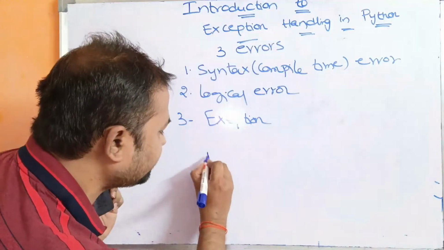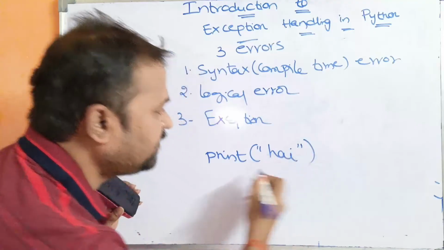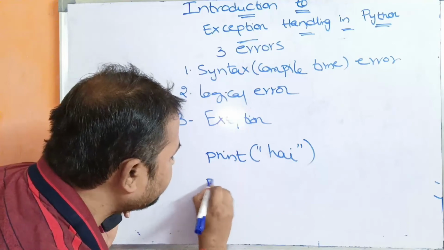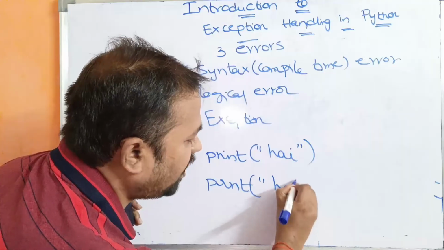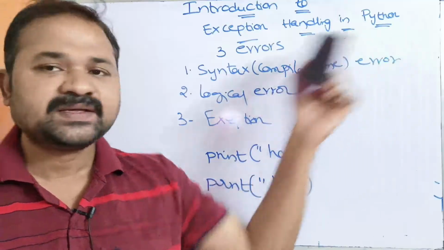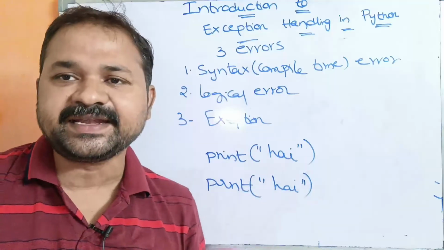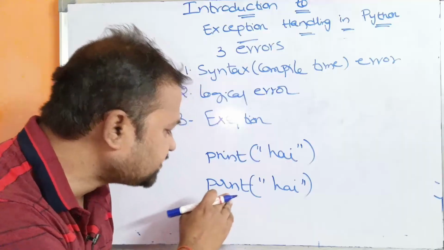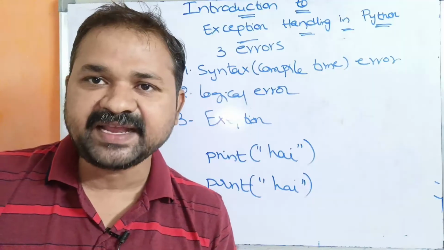Let us take a statement: print within quotation marks, hi. Whenever this statement is executed, the message hi will be displayed. Instead of print, let us assume that we have written it wrongly. This is nothing but a syntactic mistake. So some compilation time error will be displayed. We got this error because of a syntax mistake. This is called a syntax error or compilation time error.